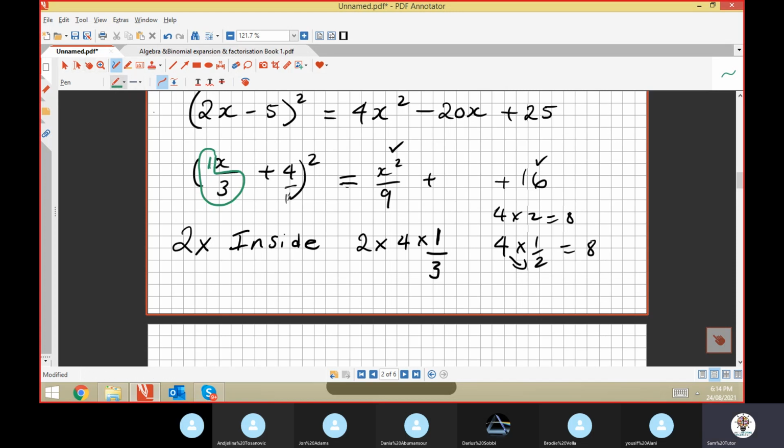So when we're multiplying it, we're going 2 times 4 times a third. And what number would that be? Well, what's 2 times 4? 8. 8 times 1 is 8. 8 over 3.